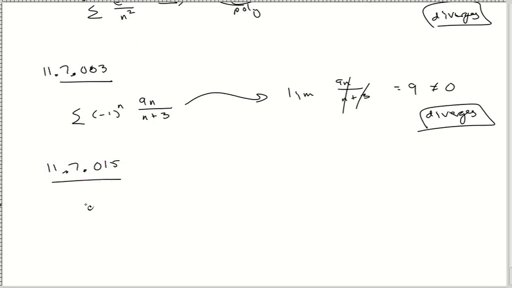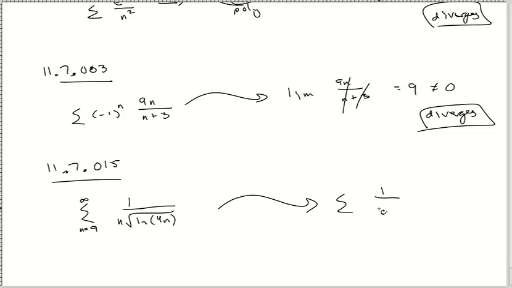11.7.015. I have the summation from n equals 9. I'm going to write it because it's a little different than normal. Almost everything else is 1. And then I have 1 divided by n times the square root of ln of 4n. Oh, so going way back, this has been a couple sections, we have done 1 divided by n times ln of n, and this diverges.